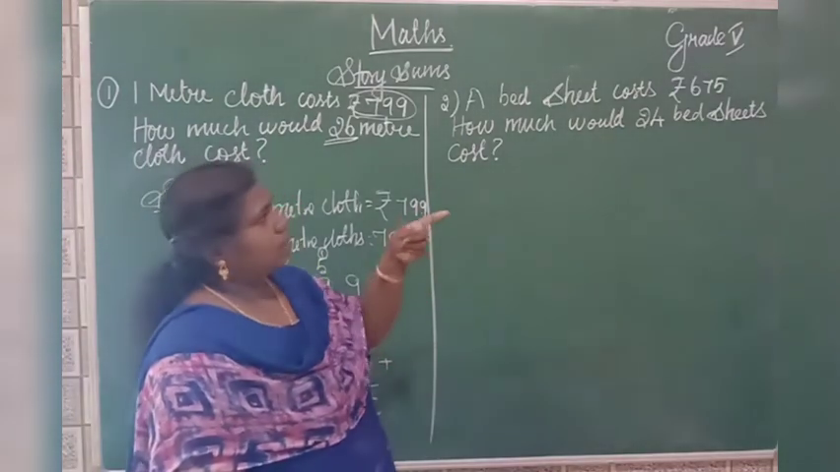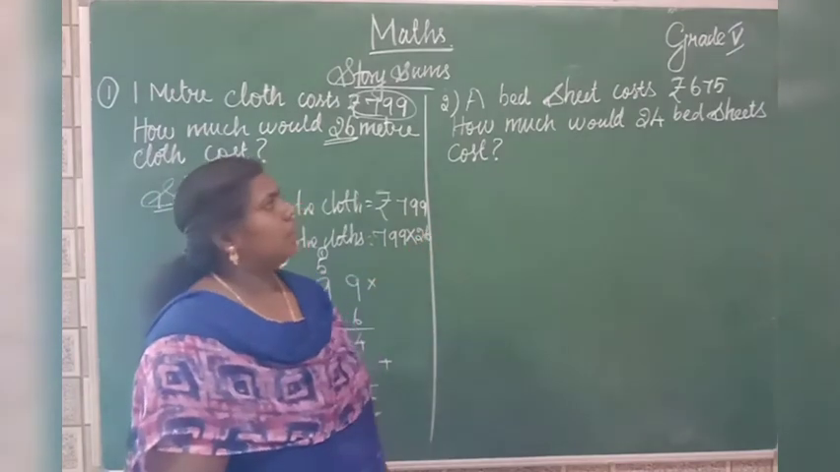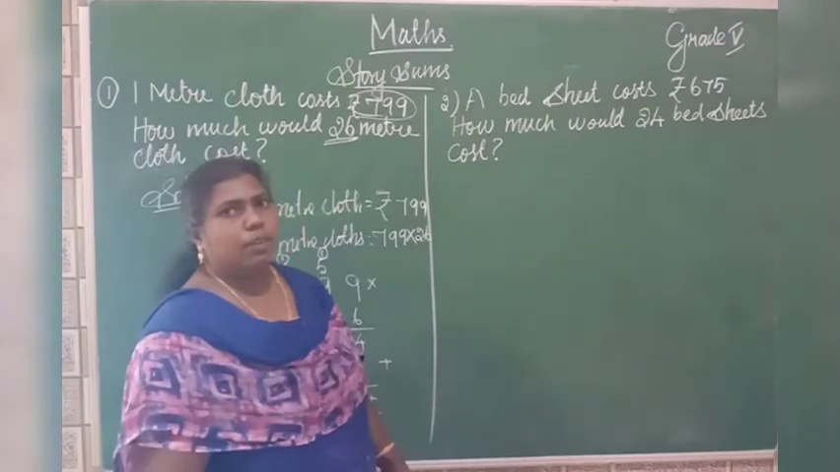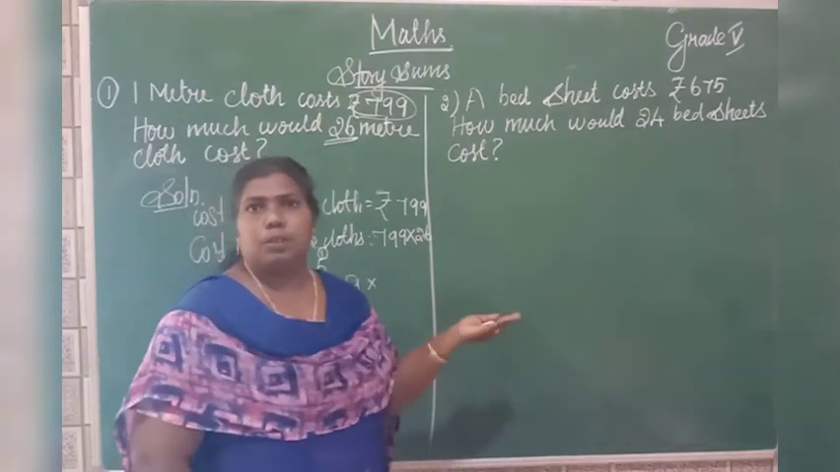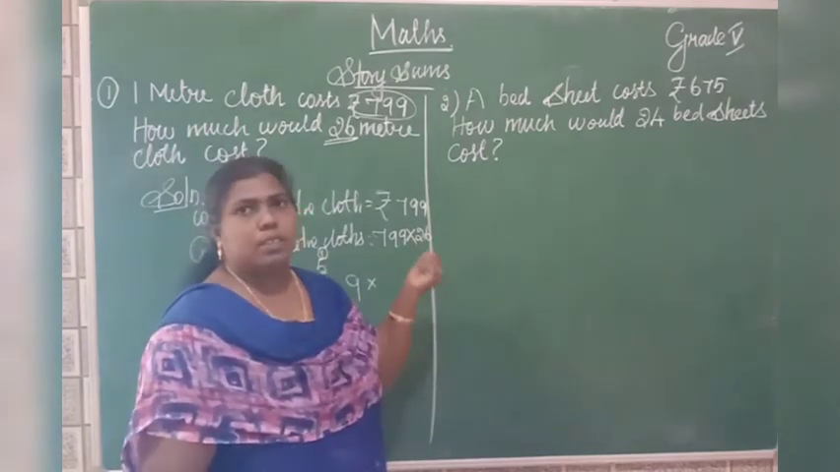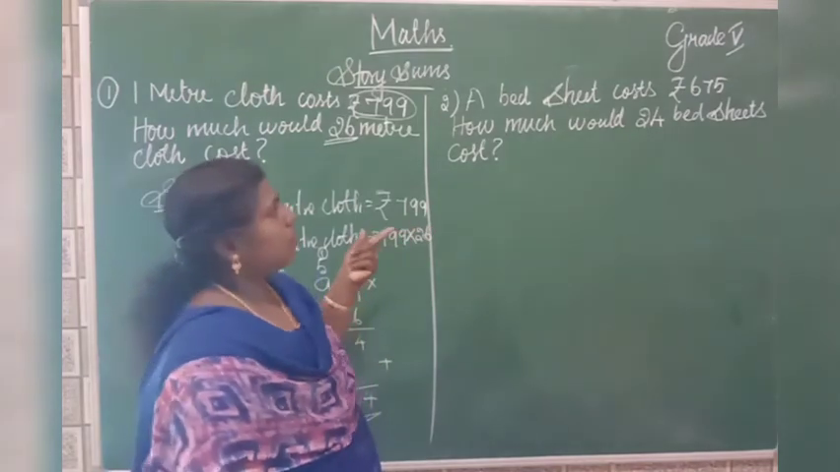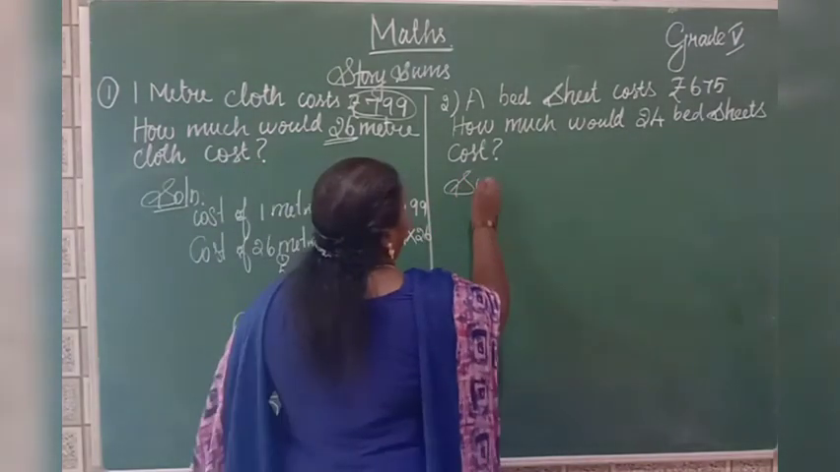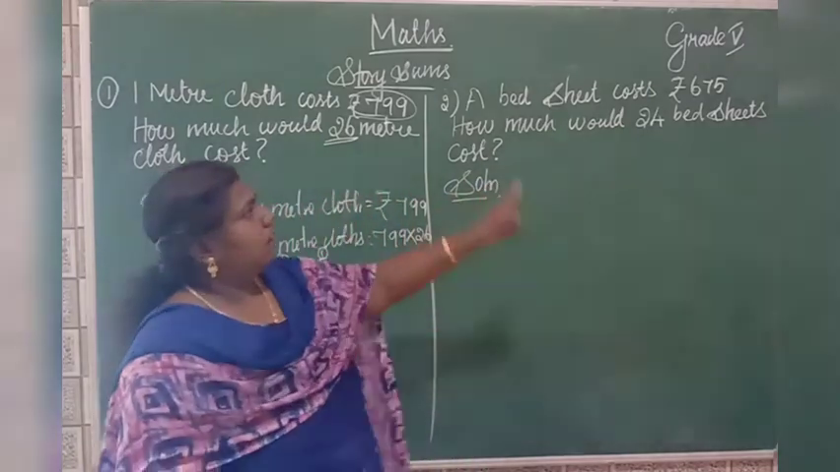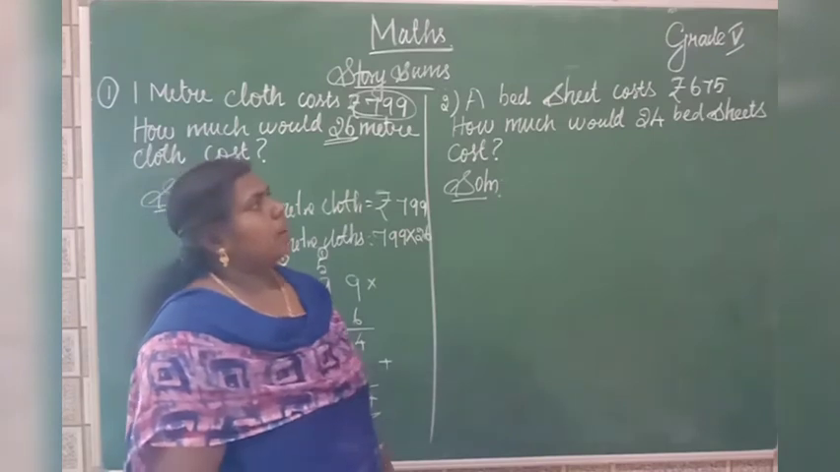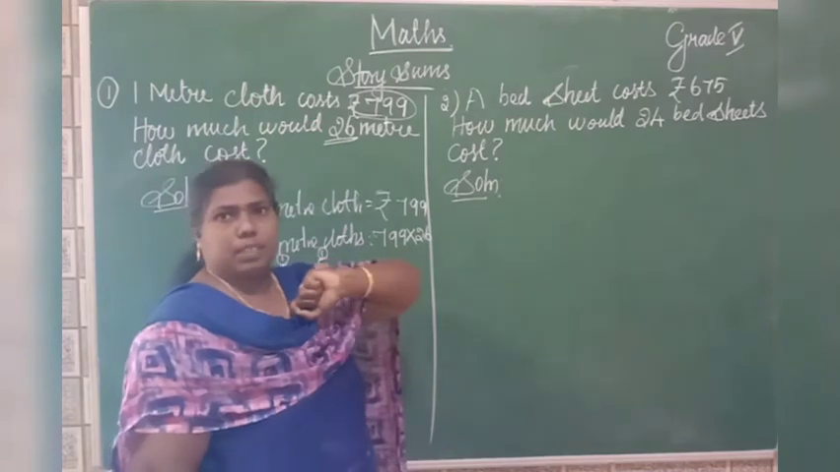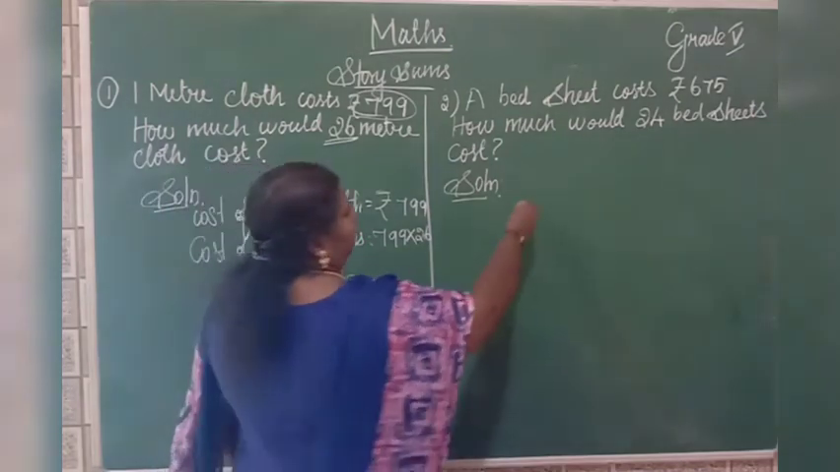A bed sheet costs rupees 675. How much would 24 bed sheets cost? How to calculate here? Here also we are going to use the multiplication symbol, right? So the operation is multiplication. So here, first step, solution. What is the solution here? A bed sheet costs rupees how much? One bed sheet costs how many rupees? 675, isn't it? Yes.